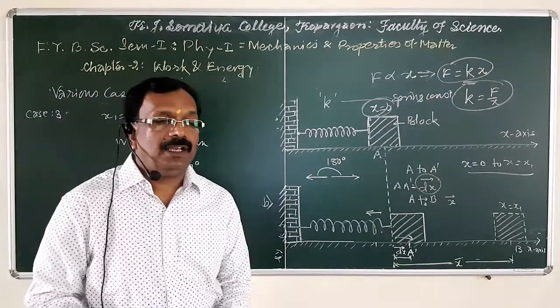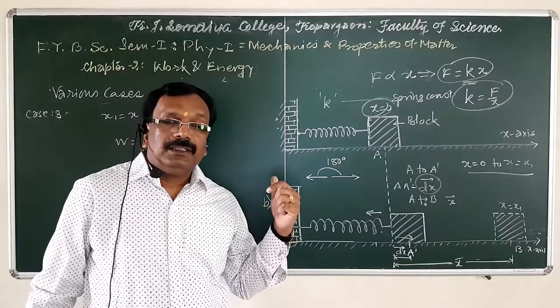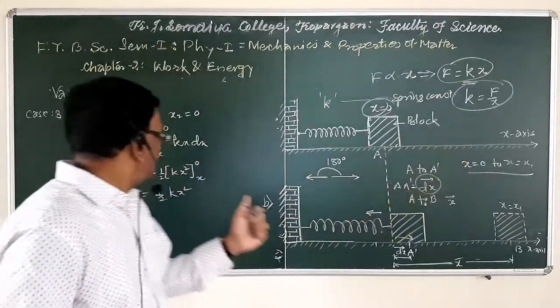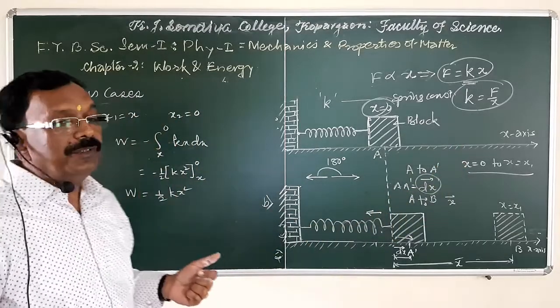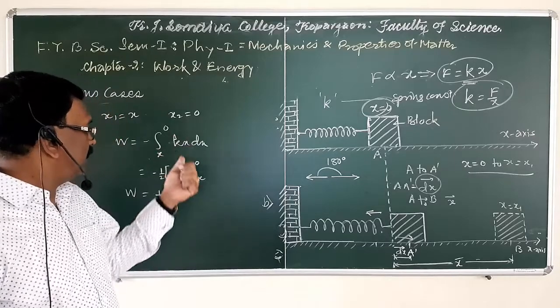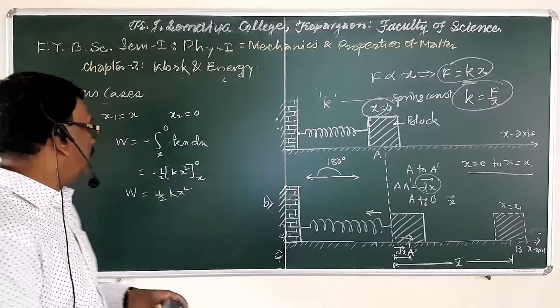For third case, I am again going to repeat. In third case, spring is in stretched position, that is in the positive x direction. So x is equal to x1 is equal to x and natural position 0. And hence, when we solve the work done, we will get this positive term. Now case 4.